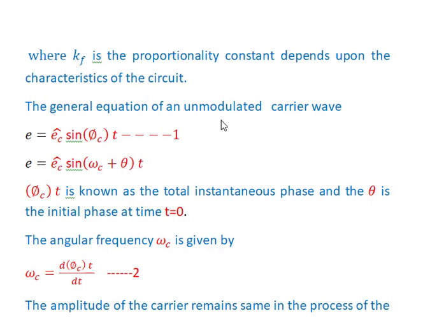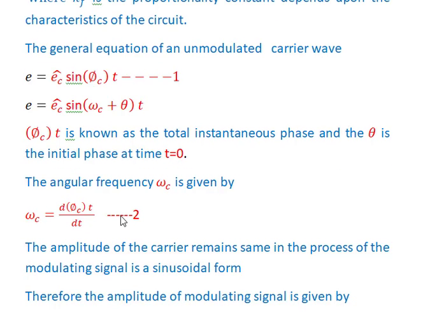The general equation of an unmodulated carrier wave is given by e equals Ec cap sin phi c of t, where phi c of t is the total instantaneous phase, given by omega c plus theta into t, where theta is the initial phase at time t equals 0. The angular frequency omega c is equal to d phi c of t by dt.